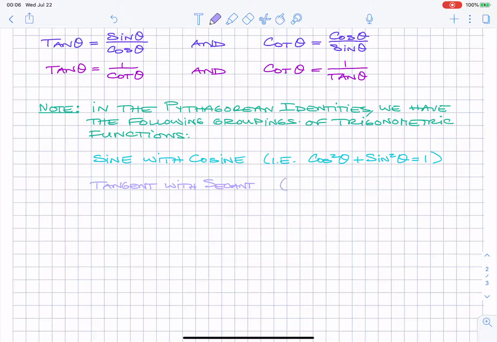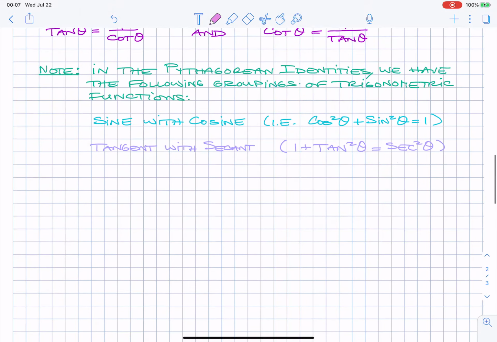So that would be dividing by cosine, the one above, that'd be 1 plus tangent squared theta is equal to secant squared theta. So that's the second Pythagorean identity. And the final Pythagorean identity is cotangent with cosecant. So these are the groupings in the Pythagorean identities. So cotangent squared theta plus 1 is equal to cosecant squared theta.